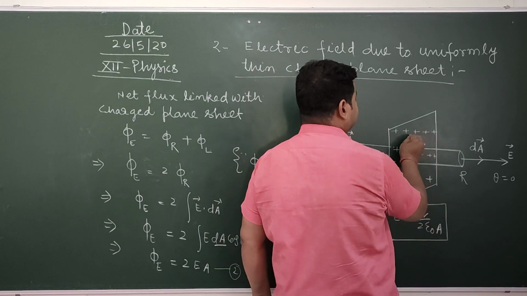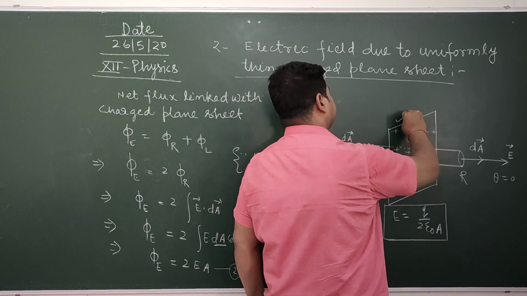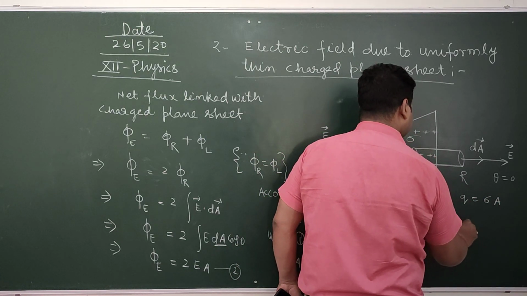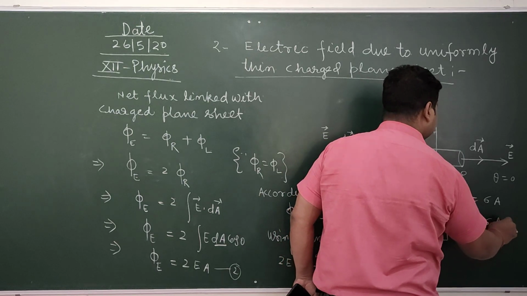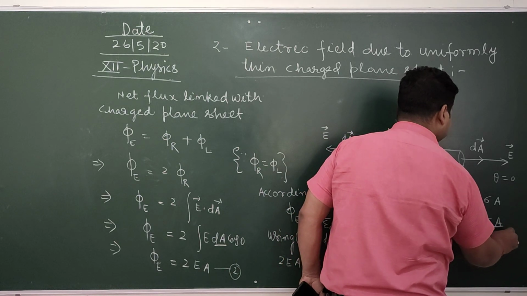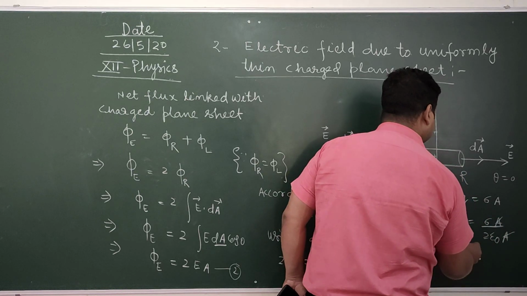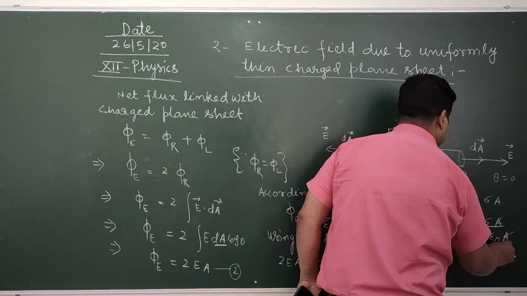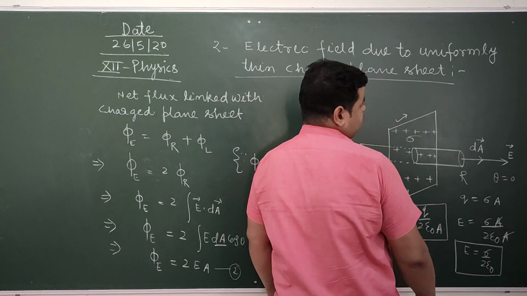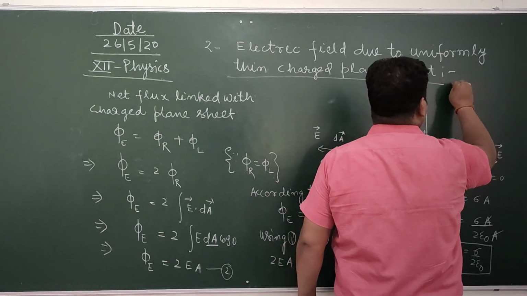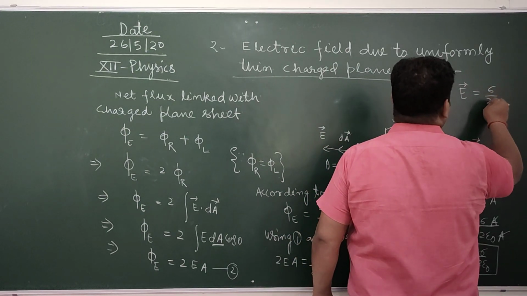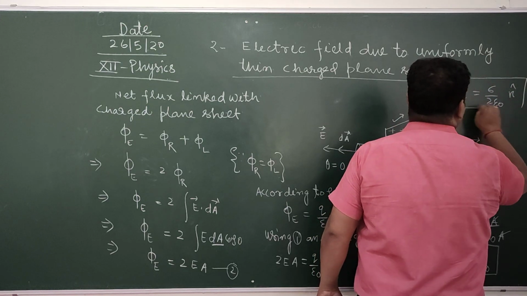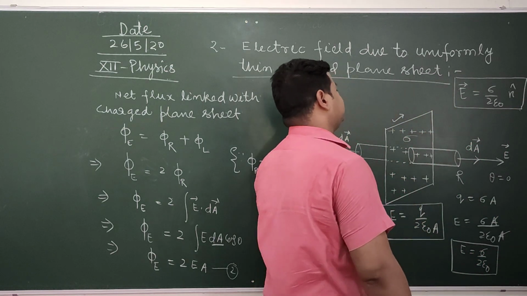If sigma is the surface charge density of that plane sheet, then we write Q is equal to sigma A. So E is equal to sigma A upon 2 epsilon naught A. Here A and A cancel each other. So finally we get sigma by 2 epsilon naught. In vector form, vector E is equal to sigma by 2 epsilon naught times n cap. N cap represents the direction of electric field.